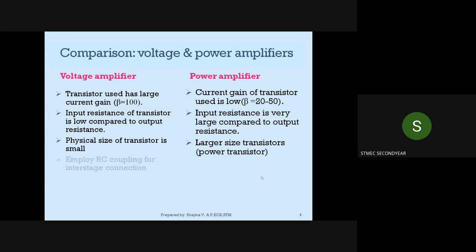Next, in a normal voltage amplifier we use RC coupling for interstage connection. That is, in multi-stage amplification we use RC coupling. Here, we use transformer coupling for multi-stage connection. So these are the major differences between voltage amplifiers and power amplifiers. We use normal amplifier configurations for this. One difference is we replace the transistor with the power transistor, and those properties of transistors are the difference between the voltage amplifier and the power amplifier. And the coupling mechanism also varies.